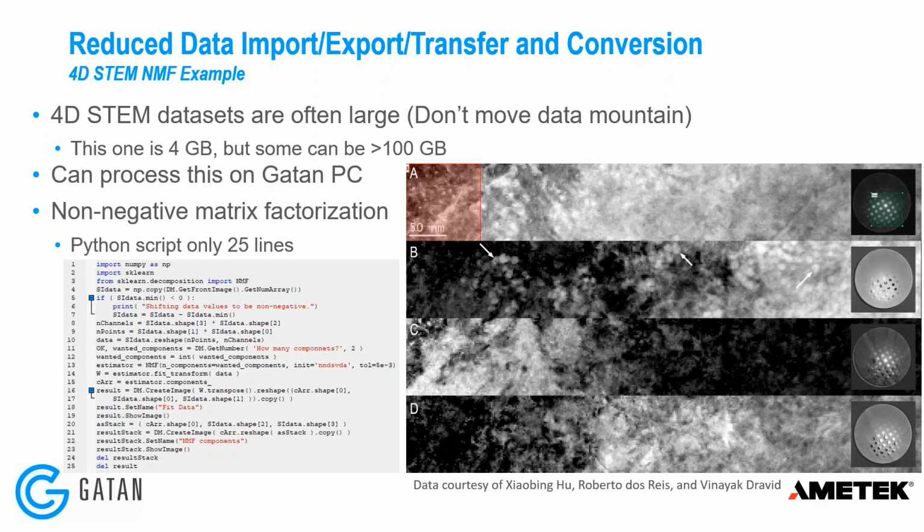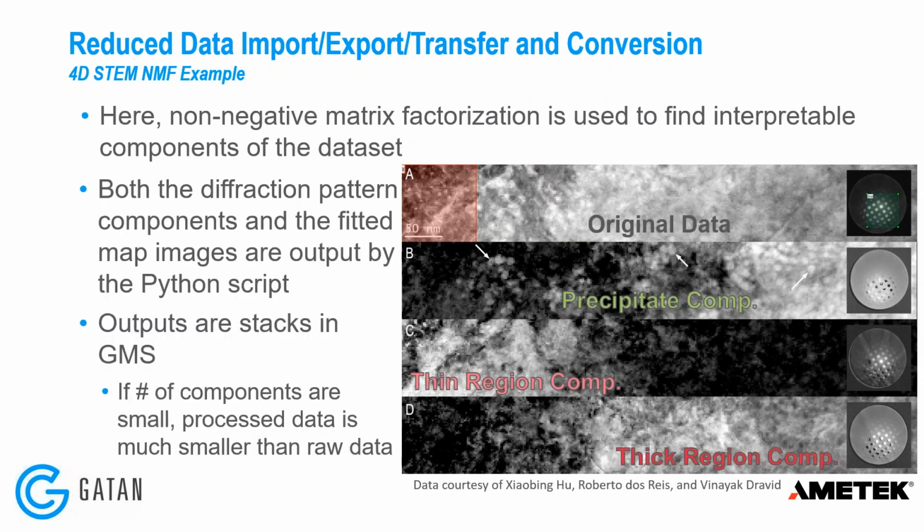So this Python script that I have is only 25 lines. This is something where I took the original from the GMS help example scripts, and then modified it slightly to use it for this 4D STEM data. And I want to use this to find interpretable components of the data set.